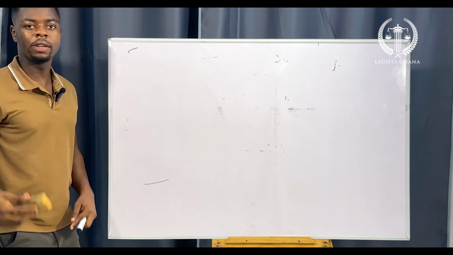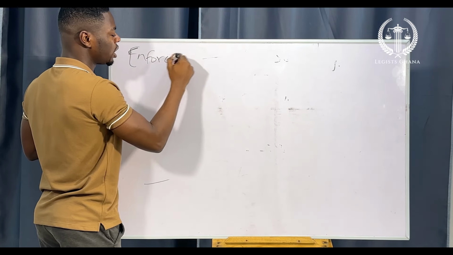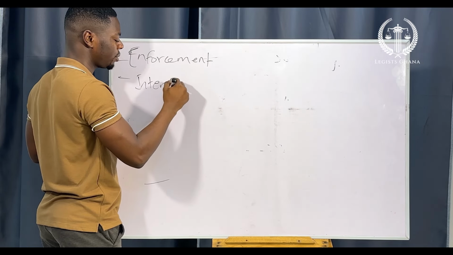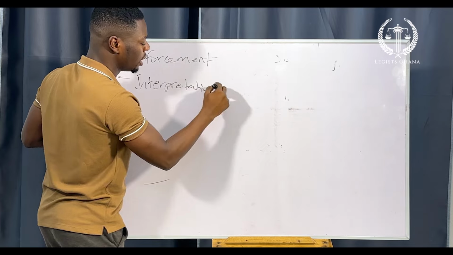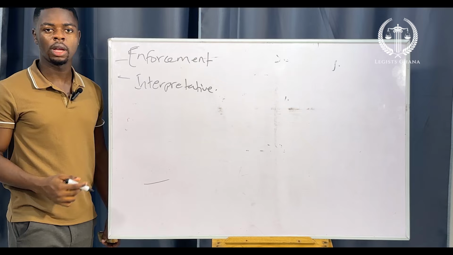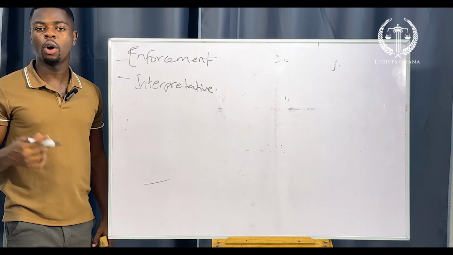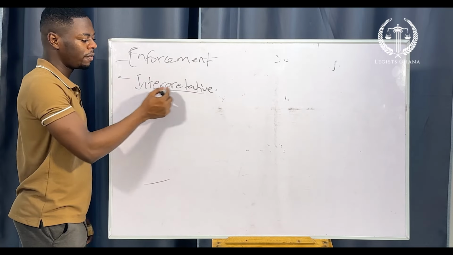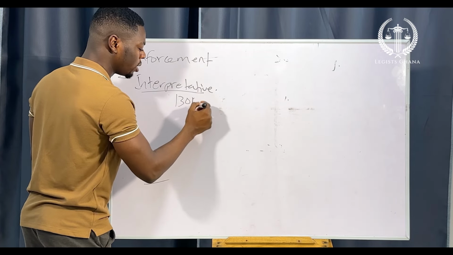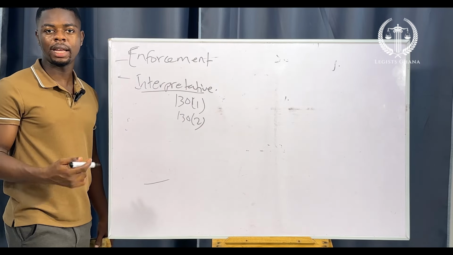that for the interpretative jurisdiction, there are three types. So first of all, it has enforcement jurisdiction, and secondly, it has interpretative jurisdiction. This means a person might not necessarily bring an action to enforce the Constitution, but the person seeks an interpretation of a provision of the Constitution. So the interpretative jurisdiction of the Supreme Court arises under Article 130 Clause 1 and also Article 130 Clause 2 of the 1992 Constitution.